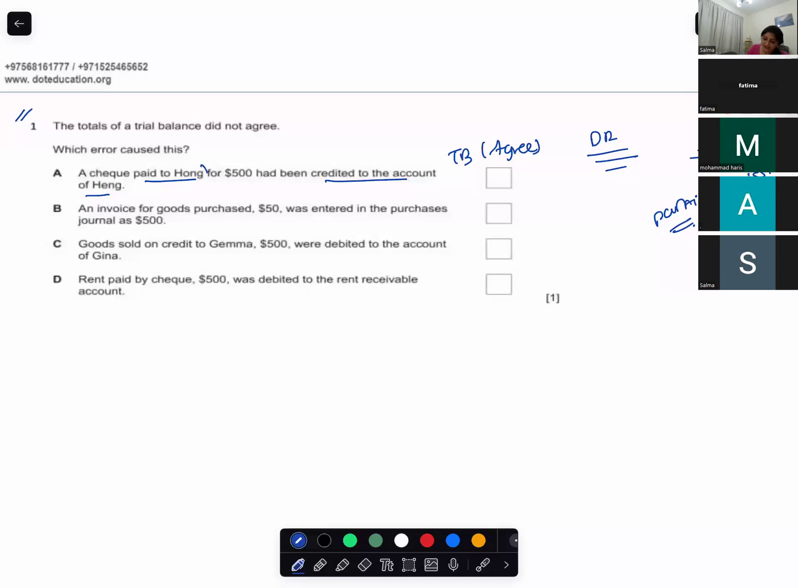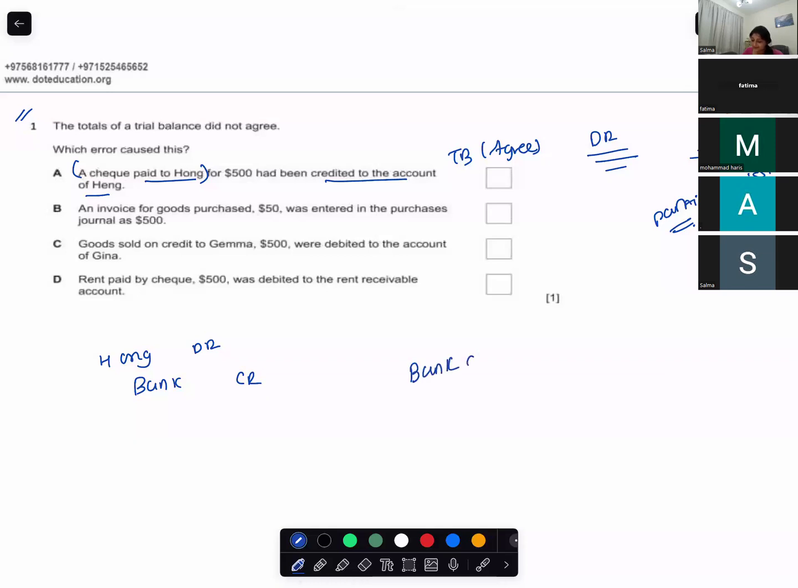When you're paying a check, what is the entry that you pass? When you're paying by bank check, it's going to be bank credit and Hong debit. But what did you do? We wrote Heng instead.